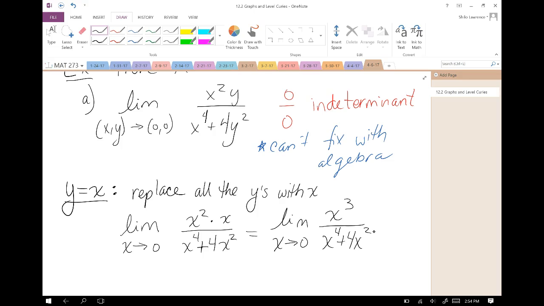So we replaced all the y's with x. And now it's just a limit with one variable. It only has x. So when the limit as x approaches 0, it's still 0 over 0, but now we can do algebra.